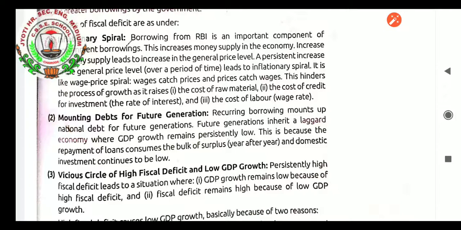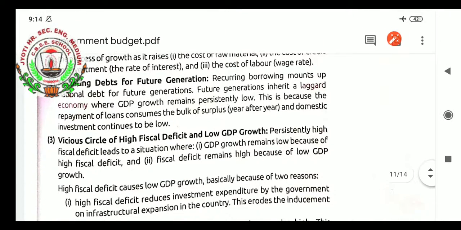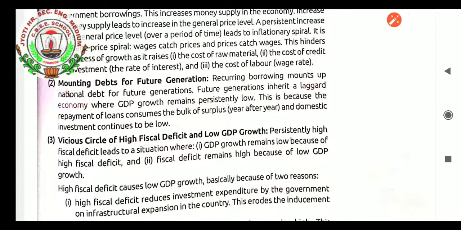What is a laggard economy? The economy which is not able to achieve the target, not able to earn the income, is known as a laggard economy. Very backward from the economic point of view. So future generations inherit a laggard economy where GDP growth remains persistently low because of repayment of loans. In this inflation situation, what will people do? This will make the people rely on debts.